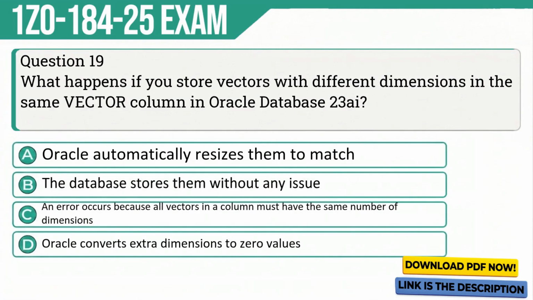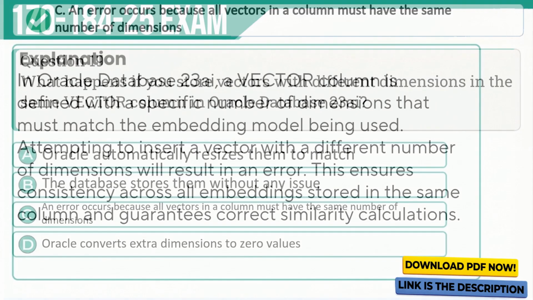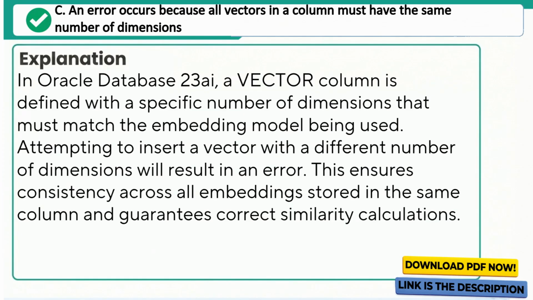Question 19. What happens if you store vectors with different dimensions in the same vector column in Oracle Database 23AI? A. Oracle automatically resizes them to match. B. The database stores them without any issue. C. An error occurs because all vectors in a column must have the same number of dimensions. D. Oracle converts extra dimensions to 0 values. Correct answer: C. An error occurs because all vectors in a column must have the same number of dimensions.